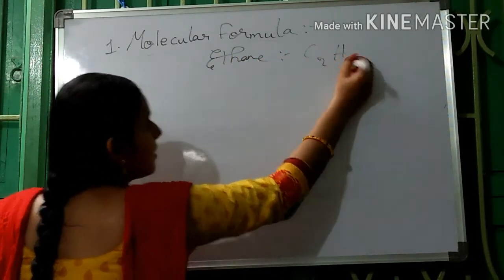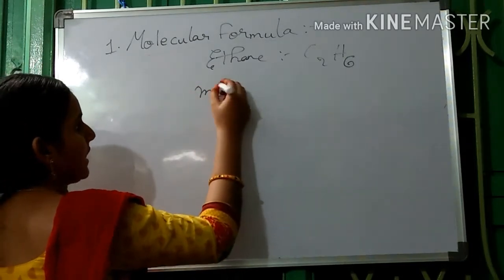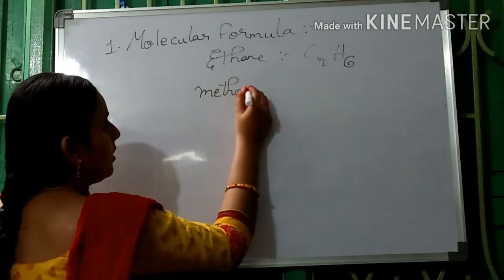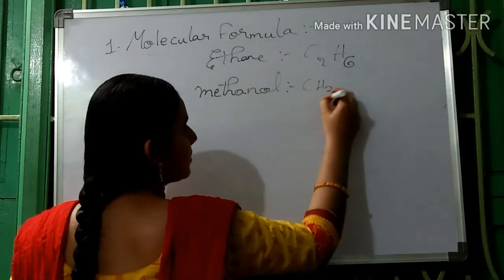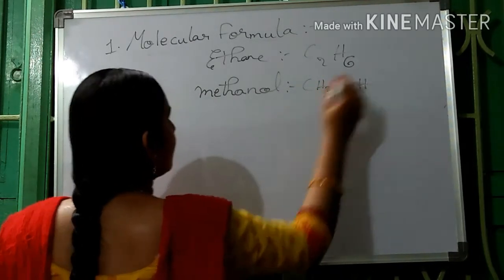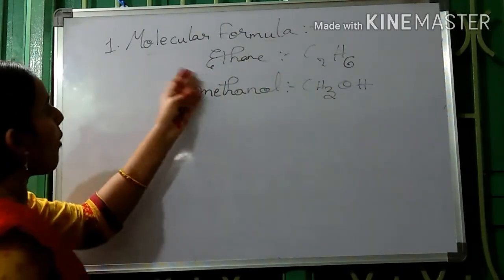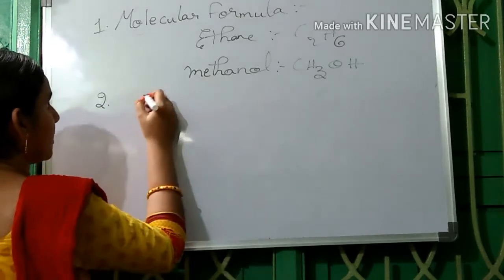C2H6. For methanol, I will tell you how we can name this compound in nomenclature later. Methanol is CH3OH. Writing the formula like this is called the molecular formula. The second one is the empirical formula.